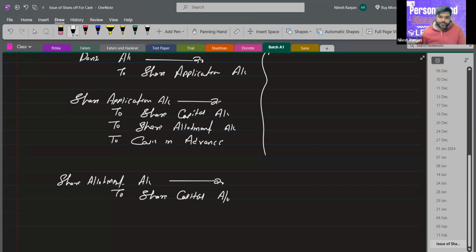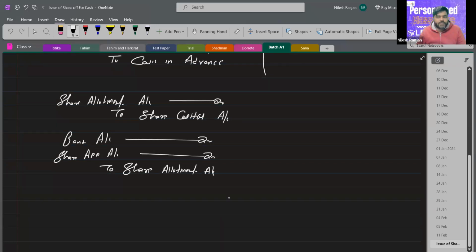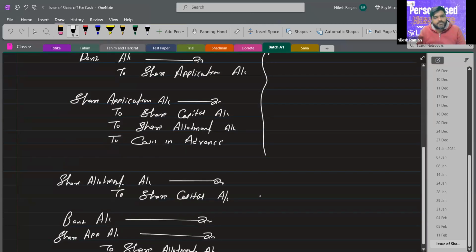So the next entry will be bank account debit to share allotment. Or will we write here bank account debit, share application account debit to share allotment? Is this correct? What do you think? We generally only write bank account debit to share allotment. Yes, generally we write that because we have already written share allotment here. But if we do not write this here, we can write it here. So the entry I am passing here is incorrect if we have written this.